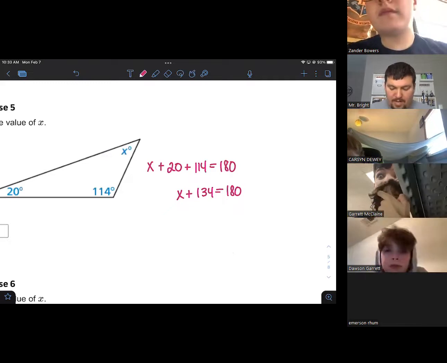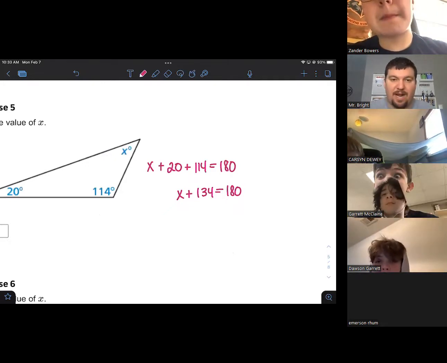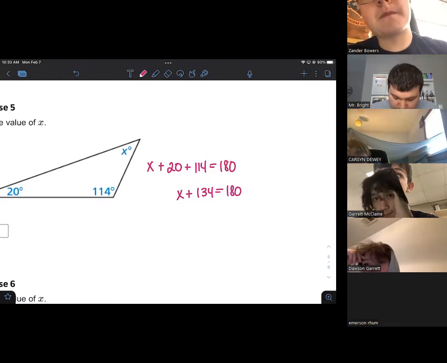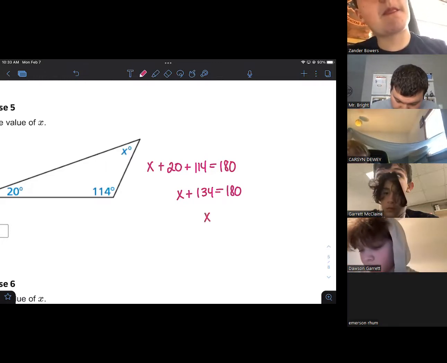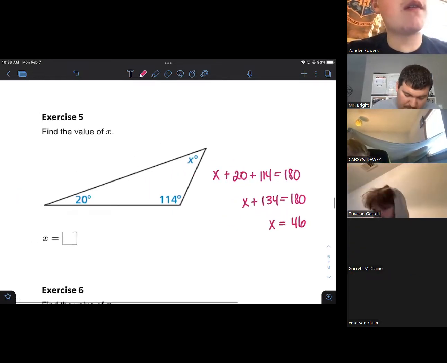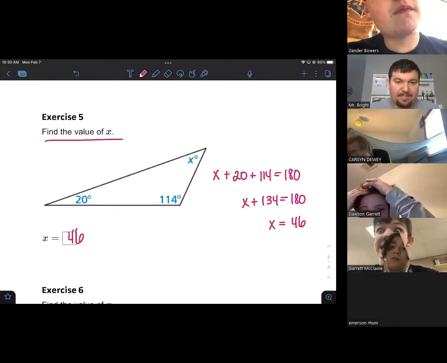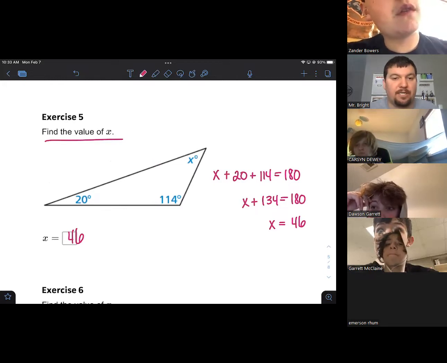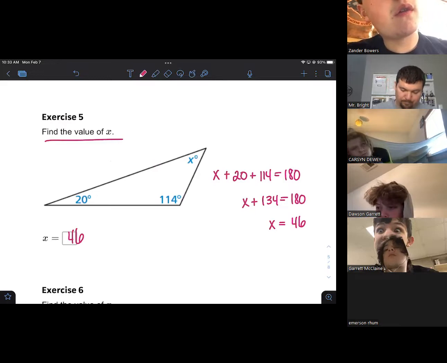Then you don't have to bother putting the subtraction, because we know that subtraction is how you undo an addition equation. So what is 180 minus 134? 46. Okay, now I want you to notice something. It says find the value of X. It doesn't say find the measure of X. So I don't need a degree symbol. I can just put X equals 46. That's it.